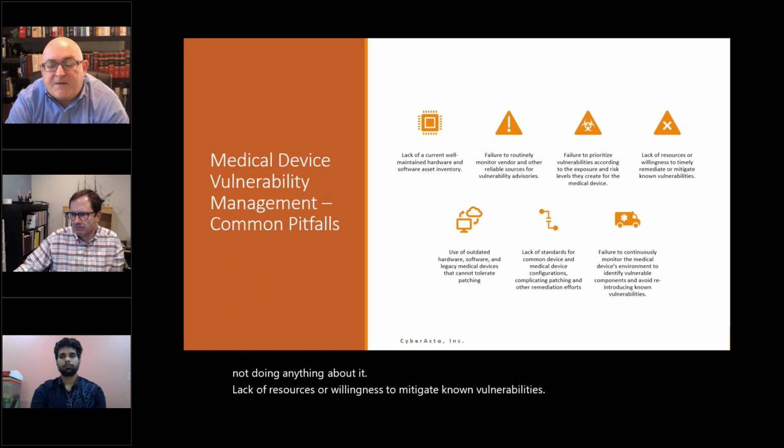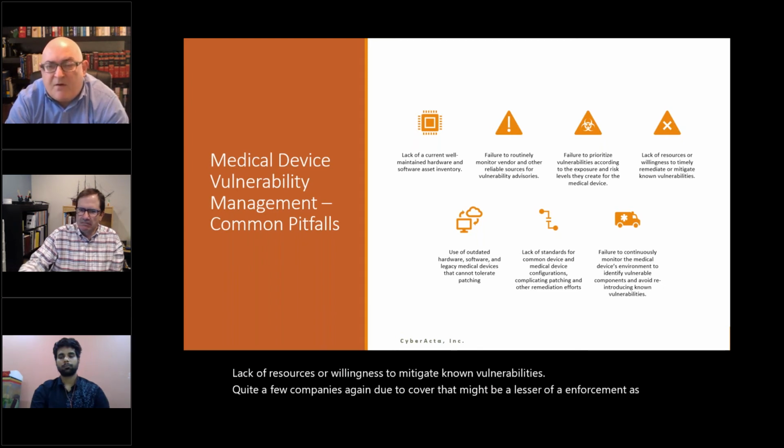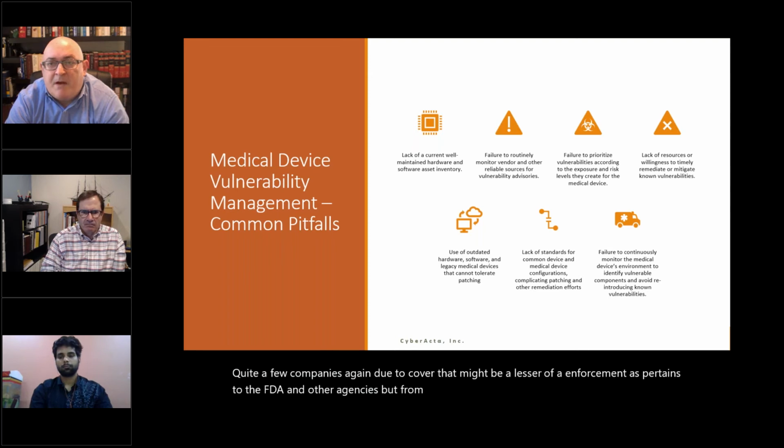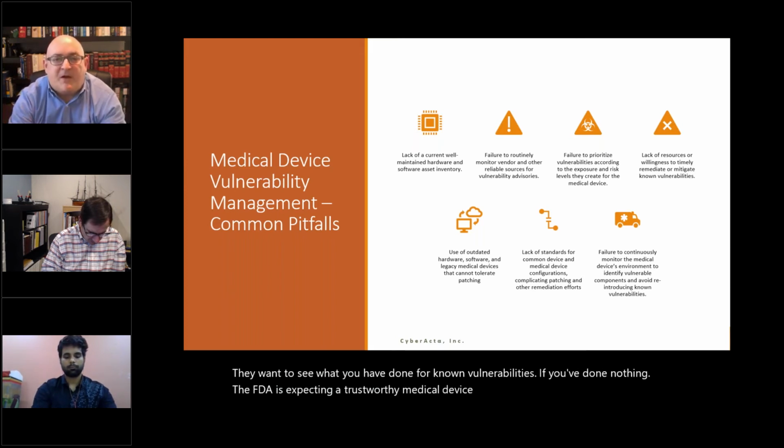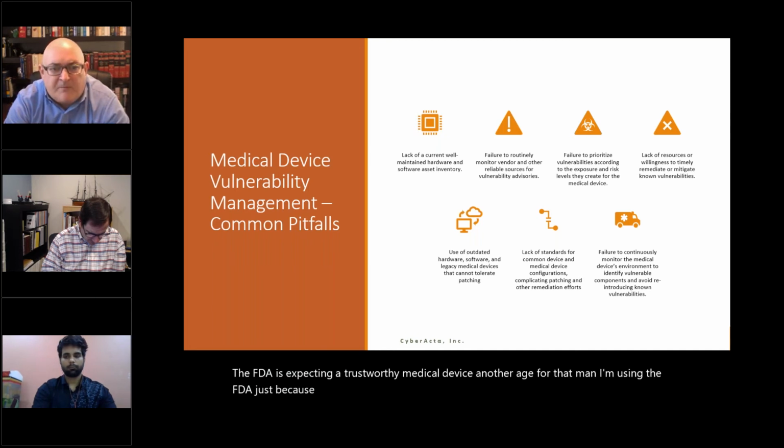Quite a few companies, again due to COVID, might see lesser enforcement from the FDA and other agencies. But from a submission standpoint, 510(k), PMA, they want to see what you have done for known vulnerabilities. If you've done nothing, the FDA is expecting a trustworthy medical device, and other agencies for that matter. I'm using the FDA just because that's where a lot of the work comes through.